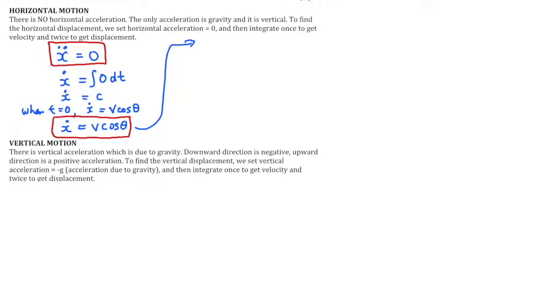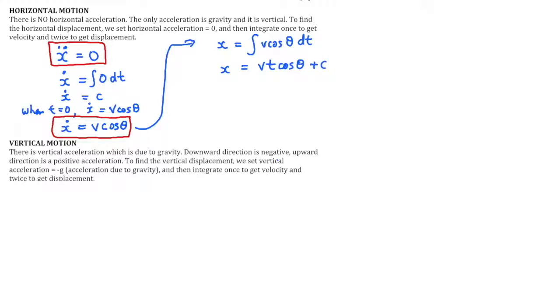To find an integral again, we're going to go x equals the integral of v cos theta with respect to t. So x will equal, if we're integrating v cos theta, that's just a constant, so it's going to become v cos theta times t, and I'm going to write it as vt cos theta plus c.